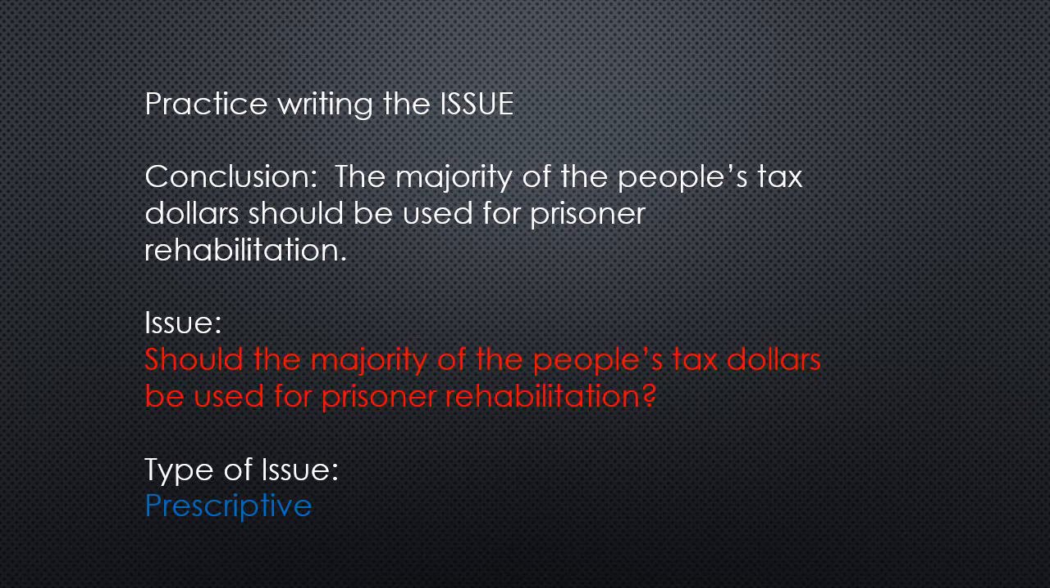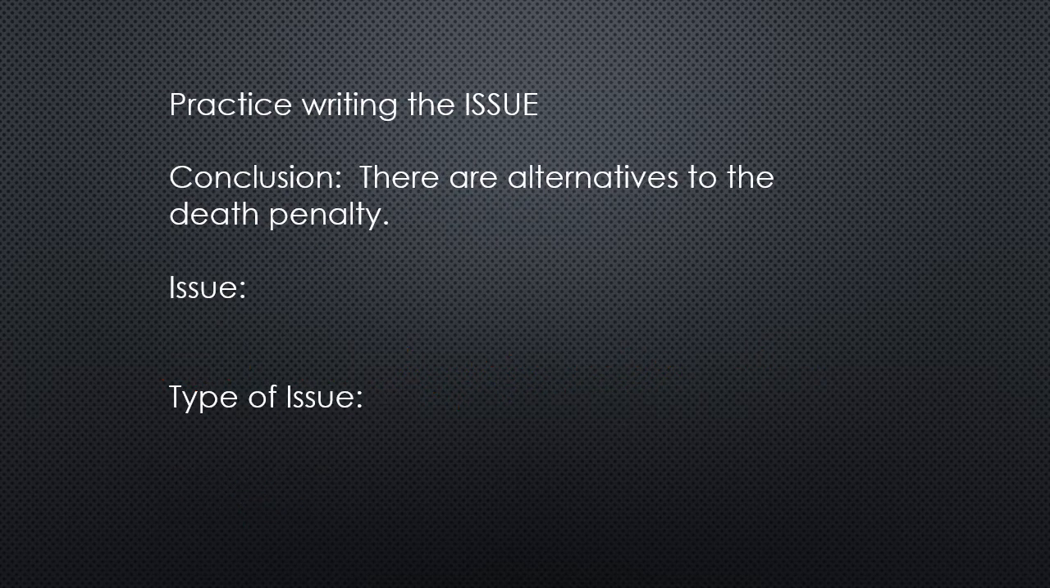All right, let's look at another example. Here's the conclusion. There are alternatives to the death penalty. So at the end of the argument, the author is being clear and is saying there are alternatives to the death penalty. How can we take that same language and change it into a question? Because when we change it into a question, it becomes our issue, okay? The question of the argument that is being made. So see if you can come up with the issue yourself based on the first example that we did.